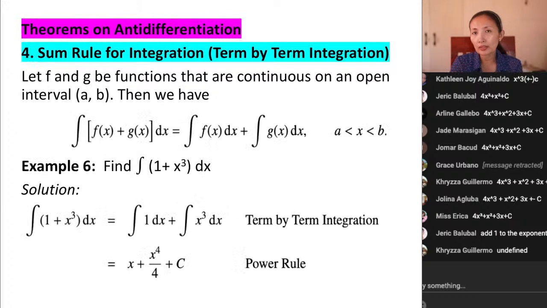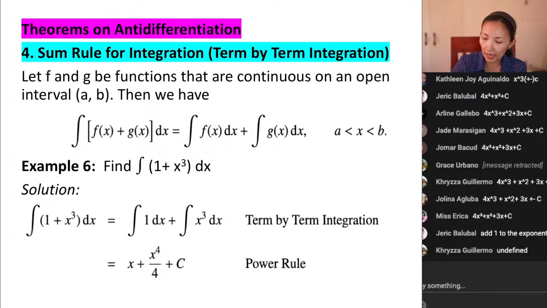Next, how about if we have a sum or a difference as our integrand? All you have to do is simply integrate term per term. That's the meaning of the sum rule for integration. You just simply integrate term per term. So may we go right away to the example. For instance, find the antiderivative or evaluate the integral of the quantity 1 plus x cubed dx.